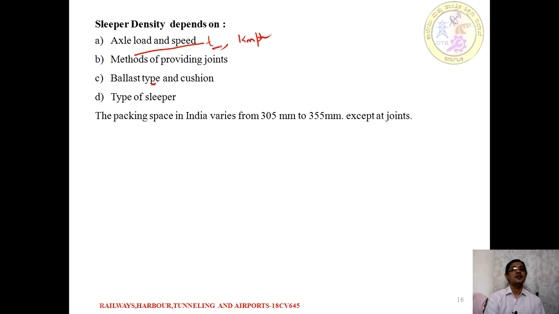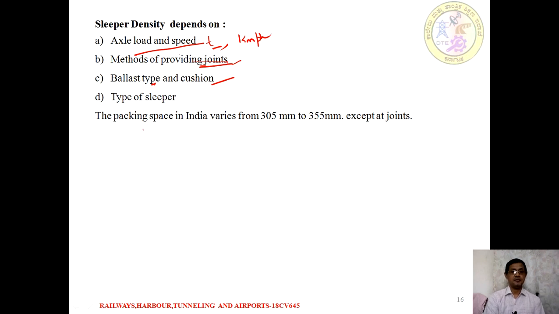The method by which we provide the joint, whether it is a straight or staggered joint, a bridge joint or a hanging joint, whatever type of joint we provide, the sleeper density required will depend on it. Ballast type, the different types of ballast, and the depth of cushion we provide are also taken into account. Then the type of sleeper we use also matters with respect to the sleeper density.